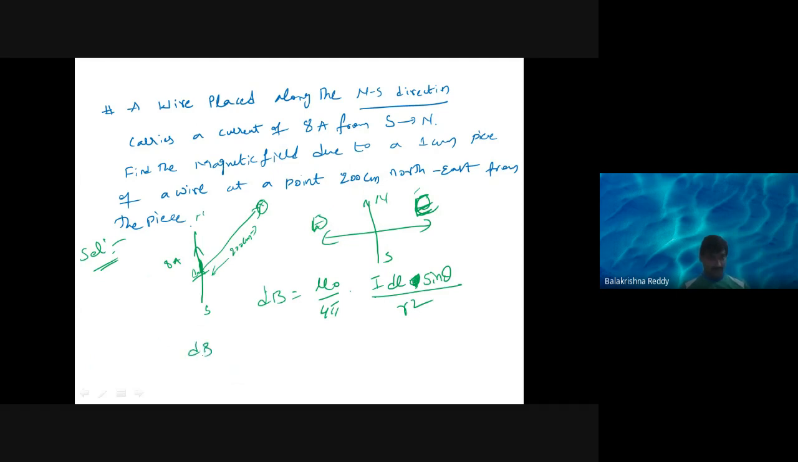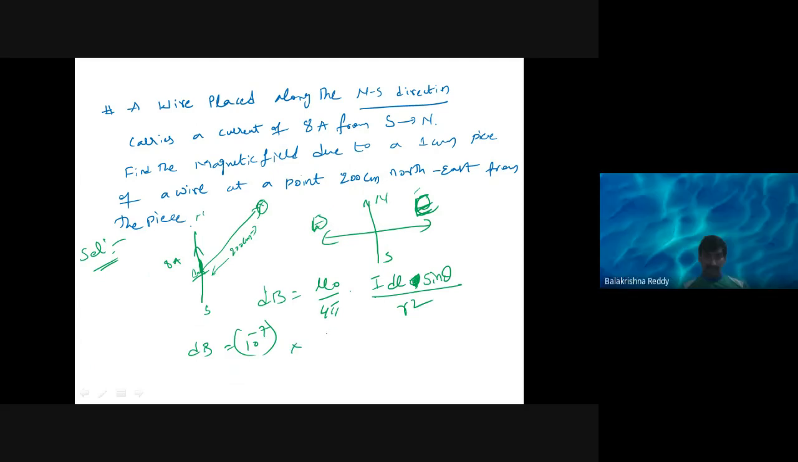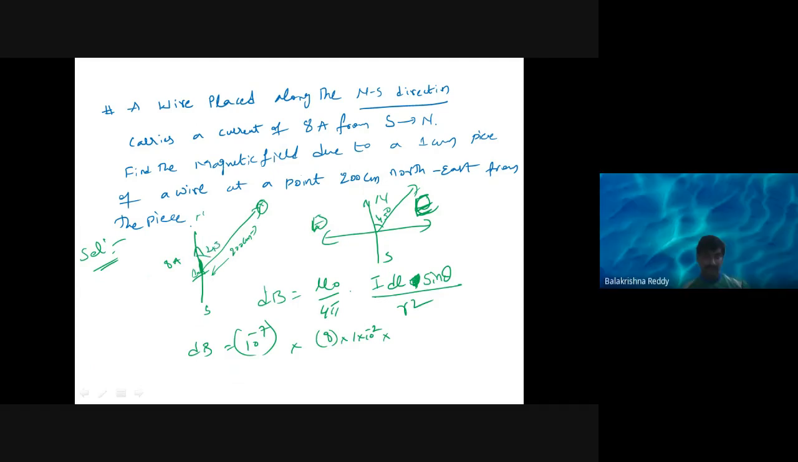So dB, a small amount only, will produce mu naught by 4 pi, which is 10 to the power minus 7, since 4 pi has come down, into I, which is 8 amperes. dl is for 1 centimeter, they said. 1 centimeter we will express in meters, so I am writing 1 into 10 to the power minus 2, and sine theta. The angle they did not mention, but they said northeast, which obviously means mid east, it is 45 degrees, the middle of 90 degrees.